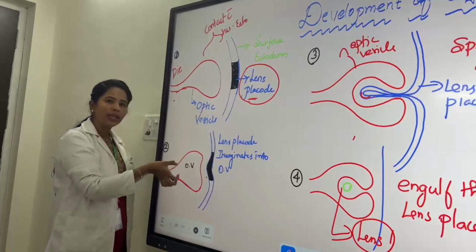Next, I am drawing the same structures in a straight orientation. I am just changing the position. So this is the lens, the black colored structure, and the outer part is the optic cup. Imagine this is the optic cup.